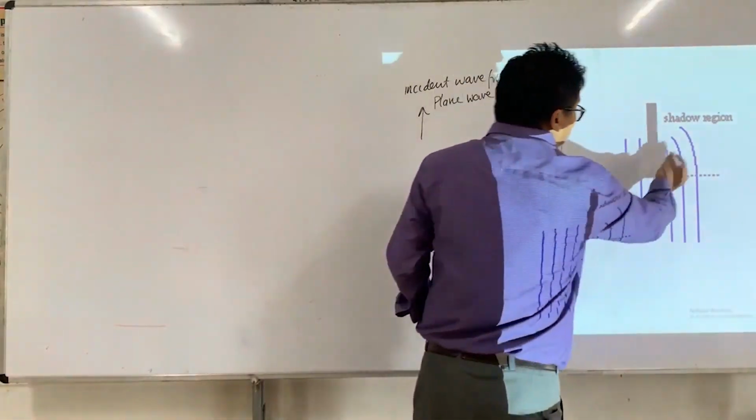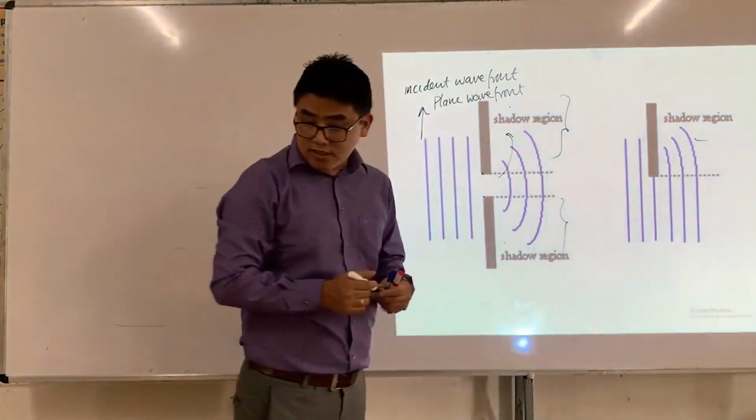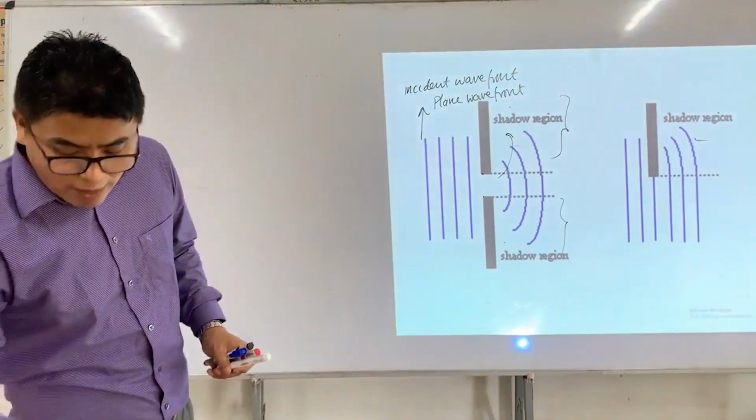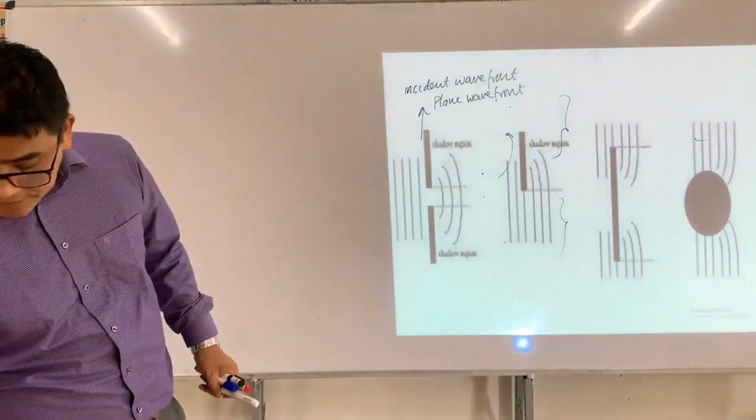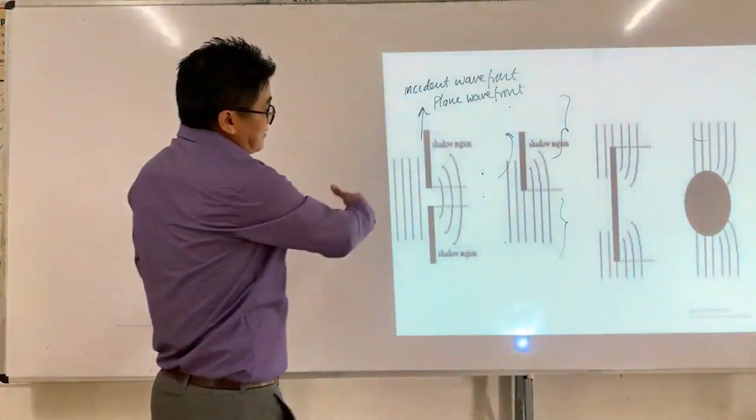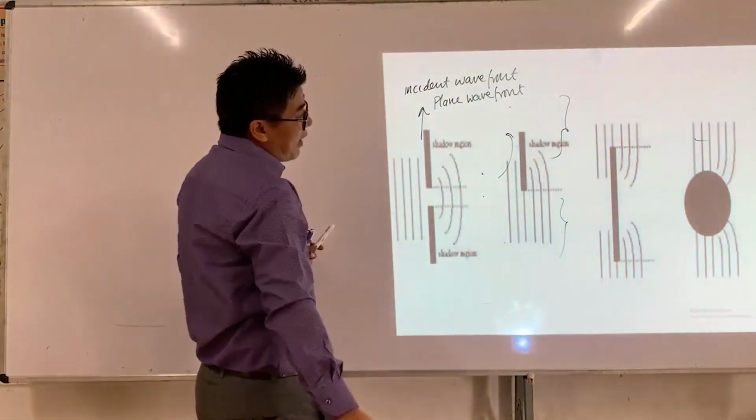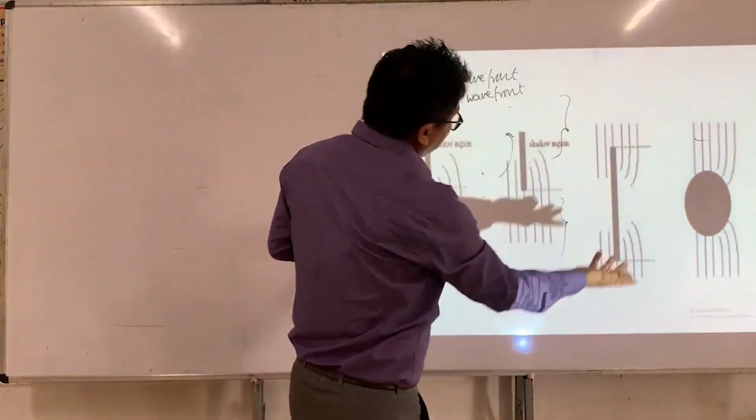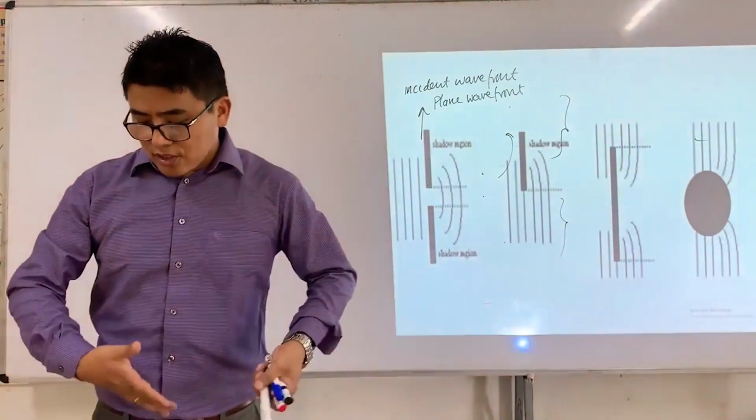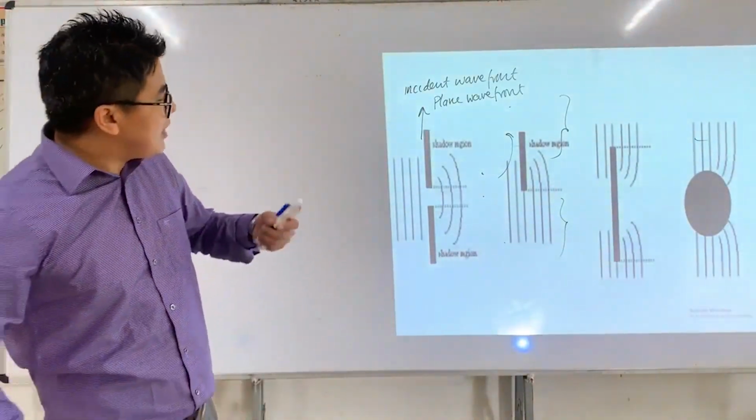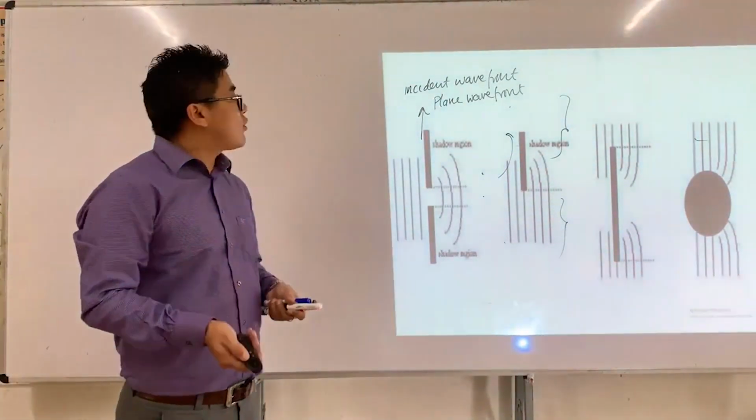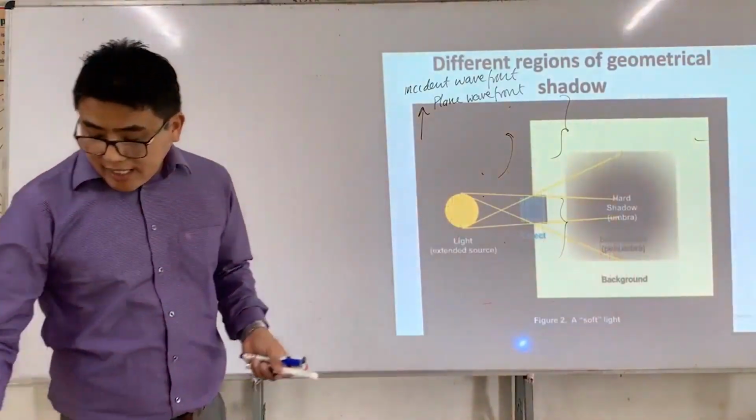Again, I will give you one more diagram. This is one part, and this is the other part. These are different examples of shadows and the different regions of shadows which occur because of diffraction.